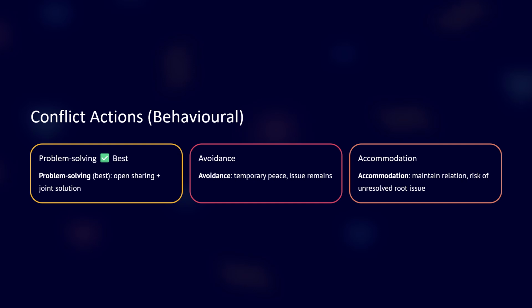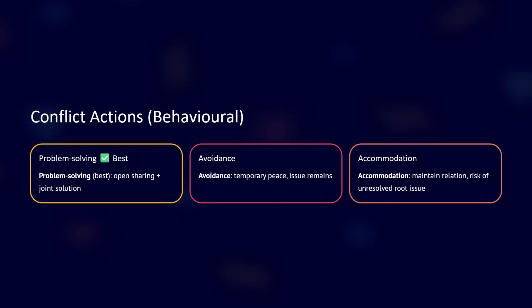Finally, let's look at the specific actions an individual can take. The most positive is problem solving. Here both parties openly share information and try to find a solution that satisfies everyone. This works best when the conflict is a simple misunderstanding. The next is avoidance or withdrawal. This is when someone just leaves the field or refuses to talk about issues. While this might stop the argument in the short term, it doesn't actually resolve the problem.